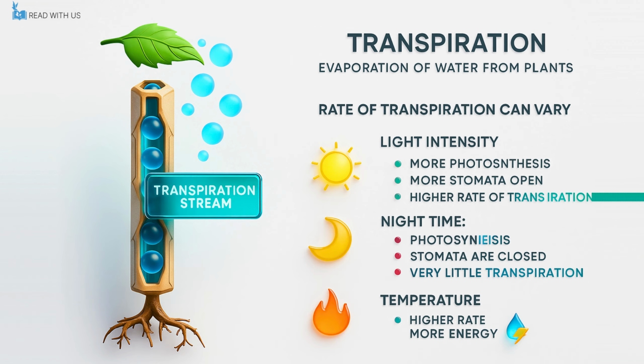When light intensity is high, more photosynthesis occurs, which requires the stomata to open wider in order to allow greater intake of carbon dioxide. At the same time, the open stomata allow more water to evaporate, thus increasing the rate of transpiration. Conversely, at night, there is no sunlight to drive photosynthesis, so the stomata close, reducing water loss and consequently decreasing the rate of transpiration. Regarding temperature, when it is warmer, the water molecules in the leaf gain more energy. This makes them more likely to evaporate and diffuse out through the stomata, therefore raising the transpiration rate.